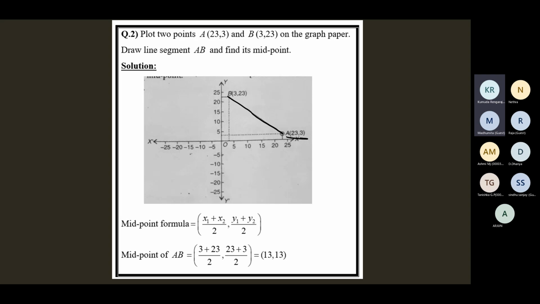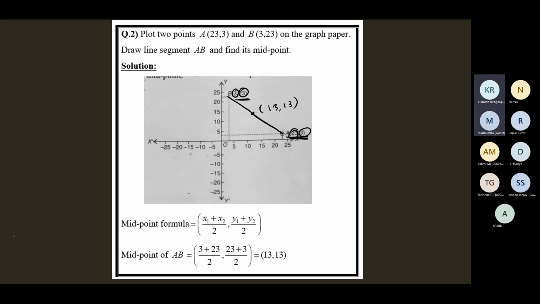What are the coordinates? A is (23, 3) and B is (3, 23). The x coordinates are 3 and 23. Add them and divide by 2. Then add the y coordinates 23 and 3 and divide by 2. You get 13, 13. So the midpoint of AB will be (13, 13).